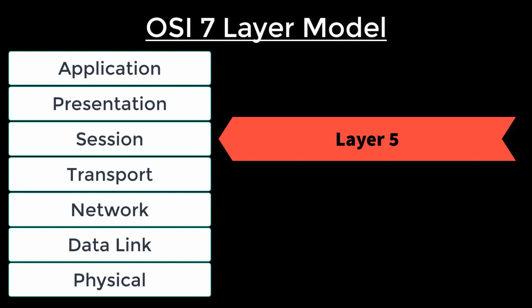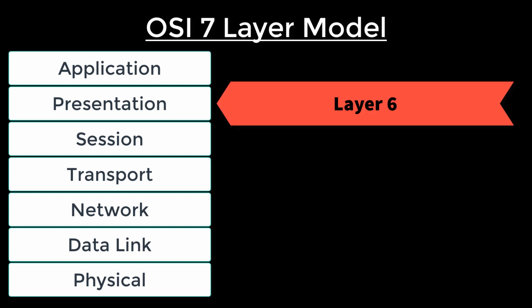Layer 5 is the session layer. It controls everything having to do with sessions, including starting a session, accepting an incoming session, and closing a session. Layer 6 is the presentation layer, and controls formatting the data so that the retrieving computer system can understand it.